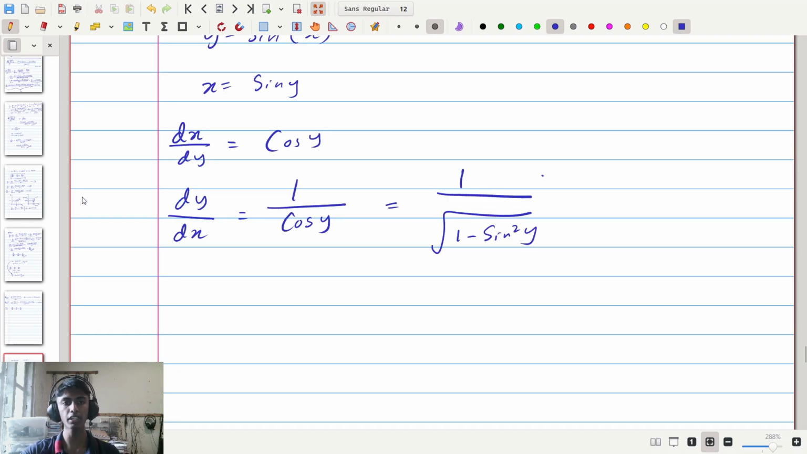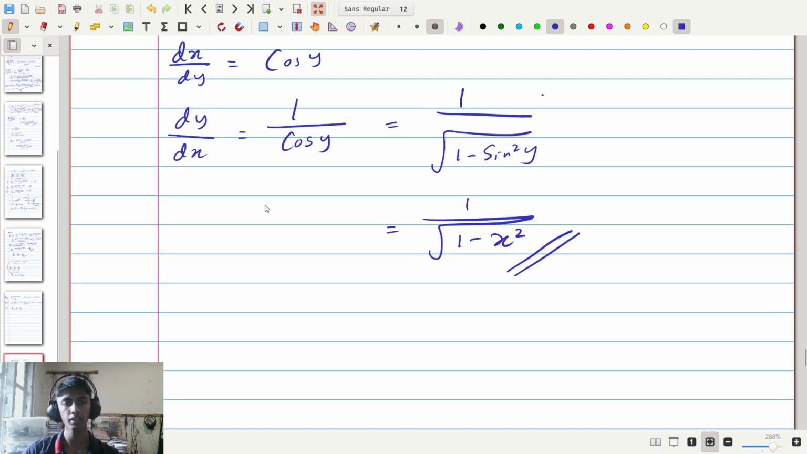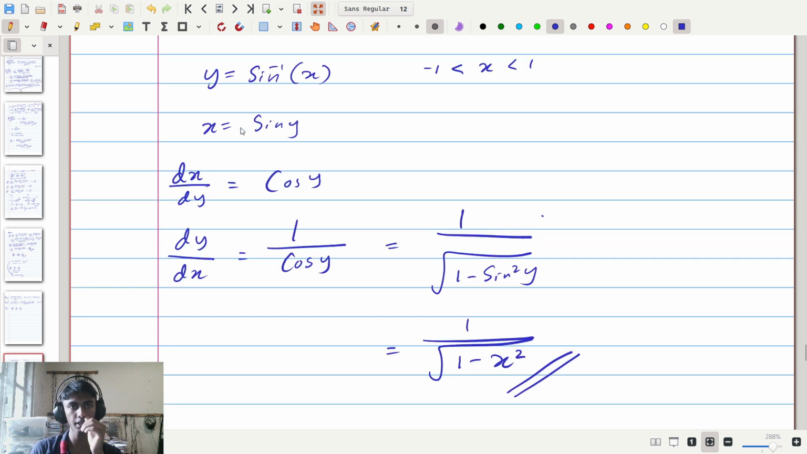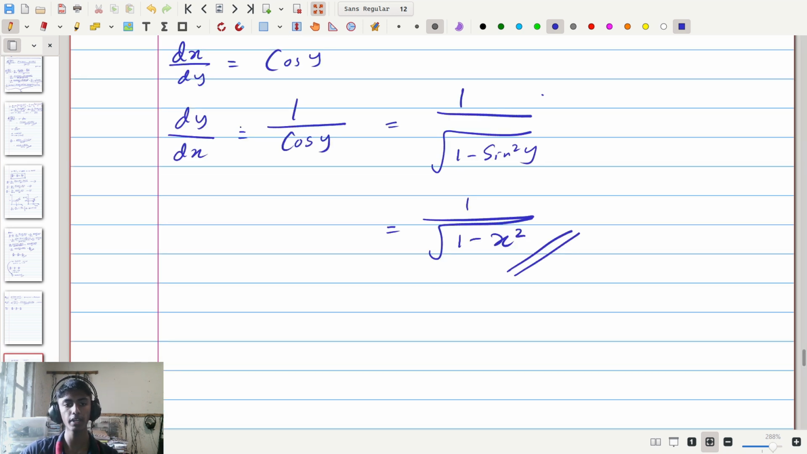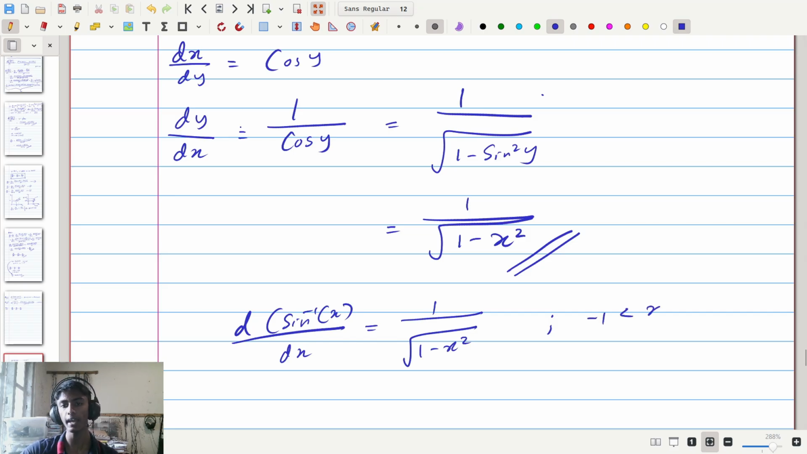And finally, for the final substitution, we're going to substitute sine y as x. So here what we have is 1 divided by the square root of, instead of sine y, we put x. So here we have 1 minus x squared. Therefore, as a final conclusion, we can say the derivative of this function, which is sine inverse of x, so we write d sine inverse x by dx, is equal to 1 over the square root of 1 minus x squared, for the valid range of x, i.e. x is between -1 and 1.